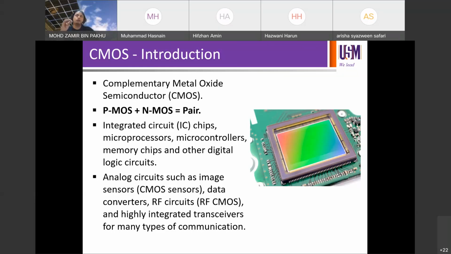So we are only going to learn about the basics of CMOS operation, but the actual application of the devices depends on what sort of combination we have in the real circuits. For example, analog circuits such as image sensors based on CMOS as well, data converters, RF circuits or RF CMOS, and integrated transceivers for different communication applications. So these are among the applications of CMOS devices.